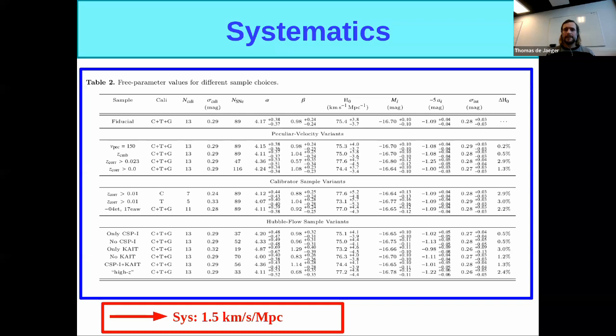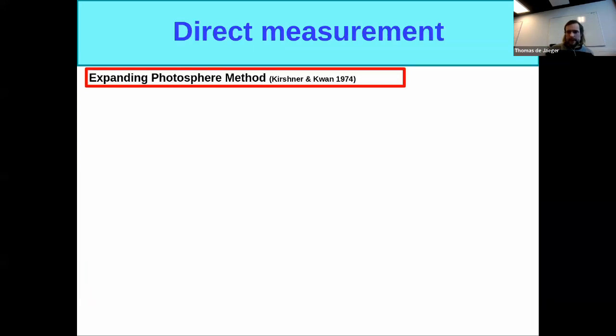And also you can look at the systematic error from this work. So what I've done to estimate the systematic, I use my fiducial model with 30 calibrators and all the supernovae, and I make some variants. For example, I use a smaller sample, I remove a survey, I do a bootstrapping for the calibrators, so I remove some calibrators and so on, and I find a dispersion, a standard deviation of 1.5 km per second per megaparsec. So now to end my talk, I will show you another method.